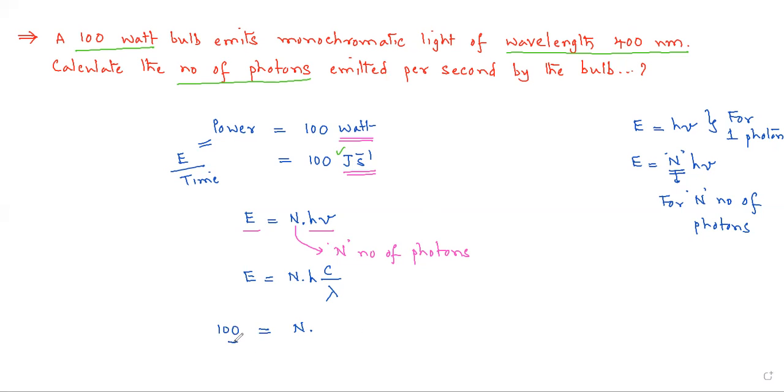We know this is in joules, nothing but SI system. You need to be very careful. Take the value of h also in SI system. I told you this yesterday. The value of this is 6.625 into 10 power minus 34, into c is 3 into 10 power 8, by wavelength. You know, wavelength is given as 400 nanometer. We know that 1 nanometer is equal to 10 power minus 9 meters. You cannot take it directly. Take it this way, 400 into 10 power minus 9. Now you got everything in SI system.